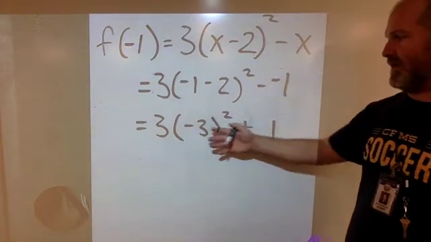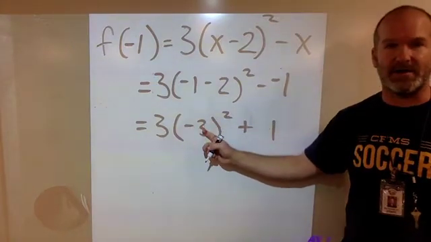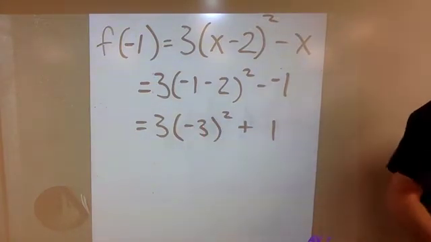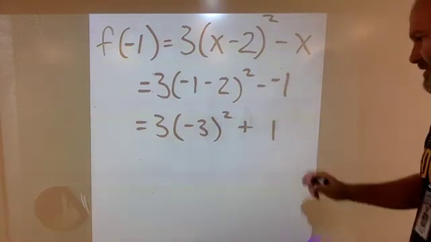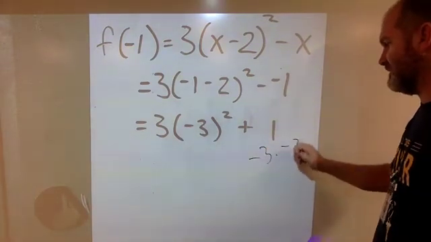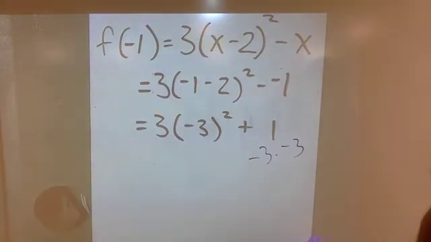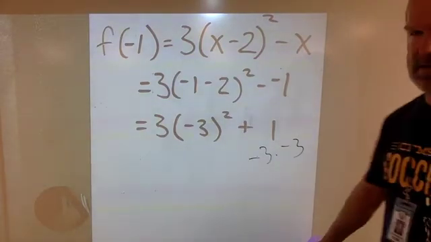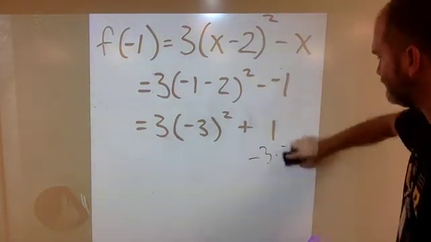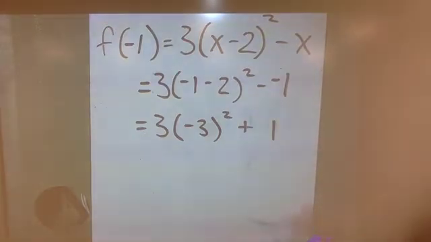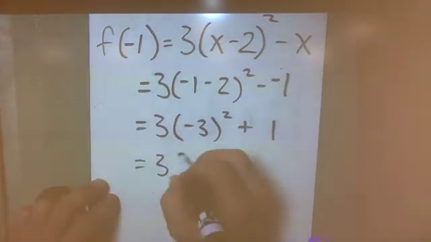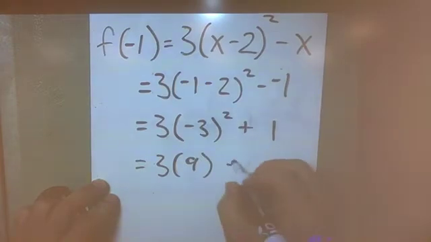Now we do the E for exponents, which means to square the -3. And when you square something, you multiply it by itself. So -3 times -3 is -3 squared, and a negative times a negative is a positive. So you end up with 3 times 9 plus 1.